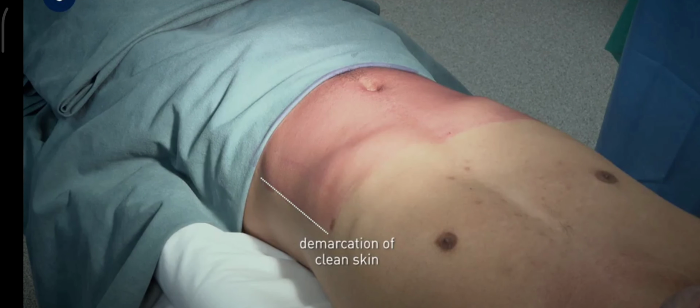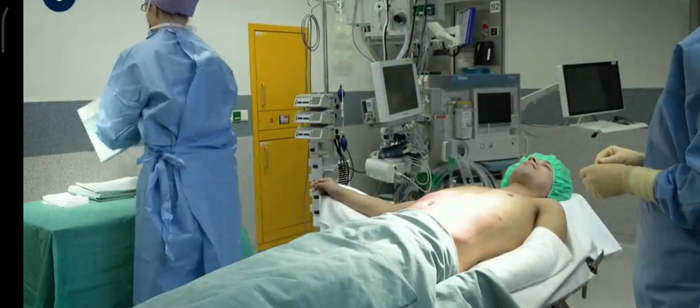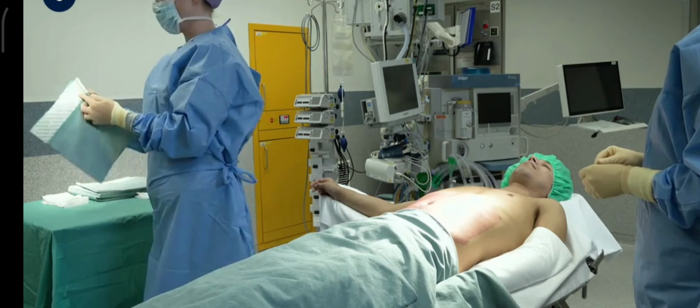The tint in the cleaning solution clearly demarcates where the skin has been cleaned. The square draping configuration therefore creates a more or less four-sided shape within the clean skin, a safe distance away from the not clean skin. Drapes are now used to build a sterile field around this shape.